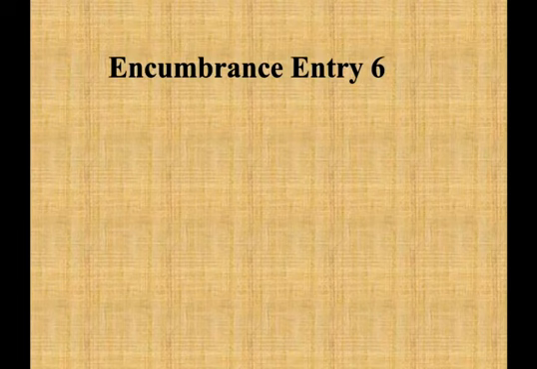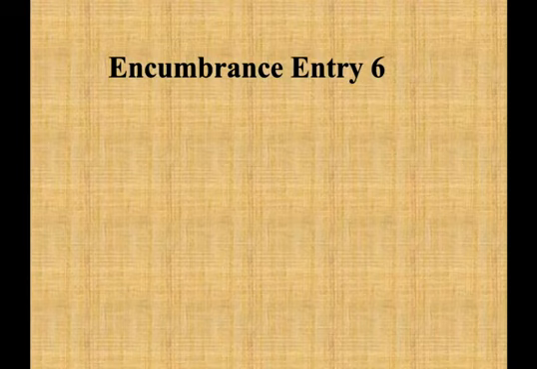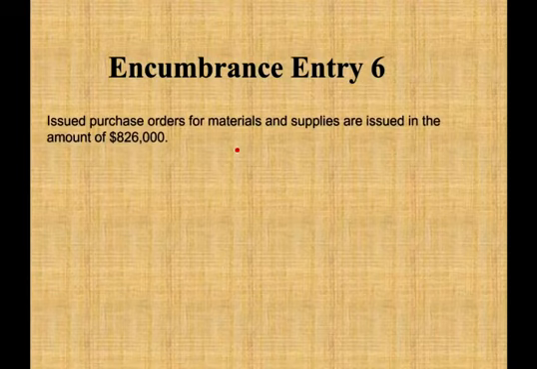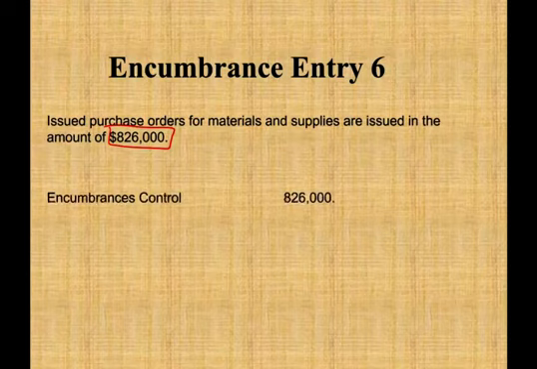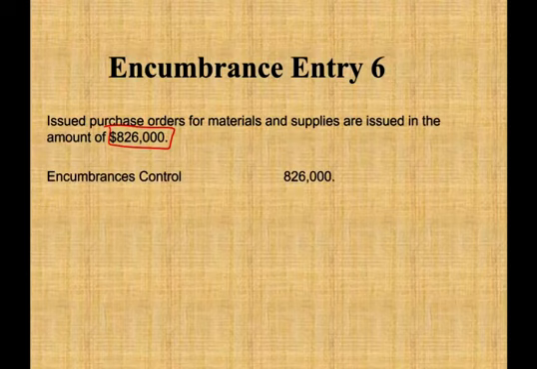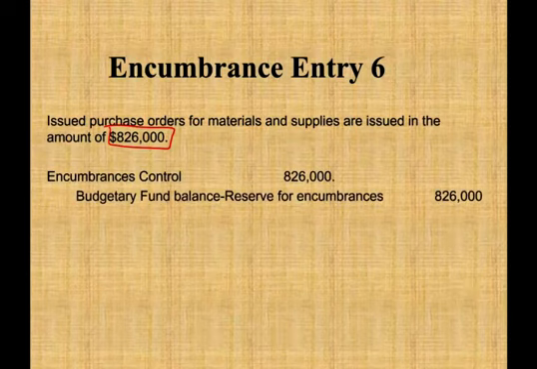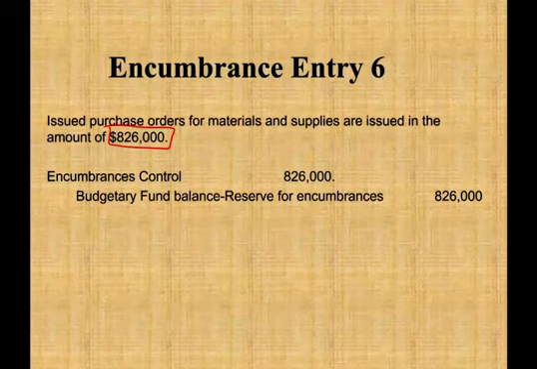Again, what are encumbrances? It's when we issue a purchase order, we want to make sure that the money is reserved for that purpose. So we issued purchase orders for materials and supplies in the amount of 826,000. What does that mean? It means we are planning to buy 826 worth of materials and supplies. So we encumber this account, we put it on the side. We debit encumbrance control 826, and we credit budgetary fund balance reserve for encumbrances 826.